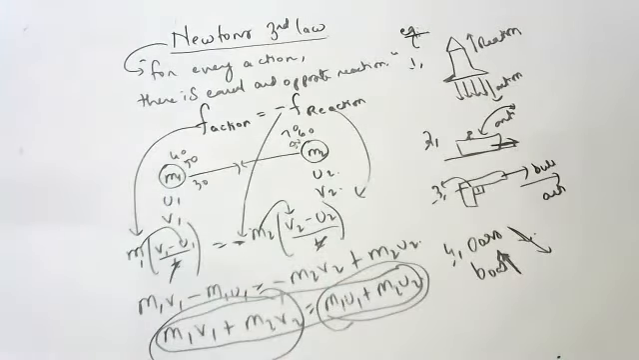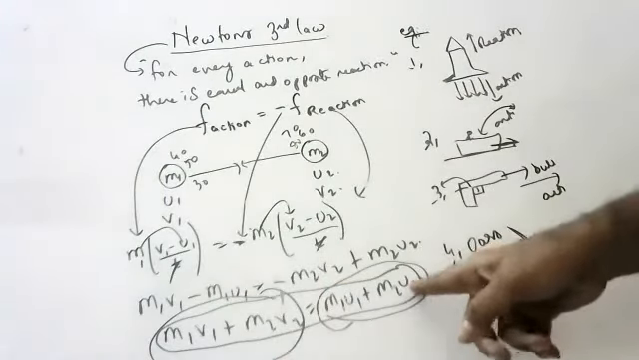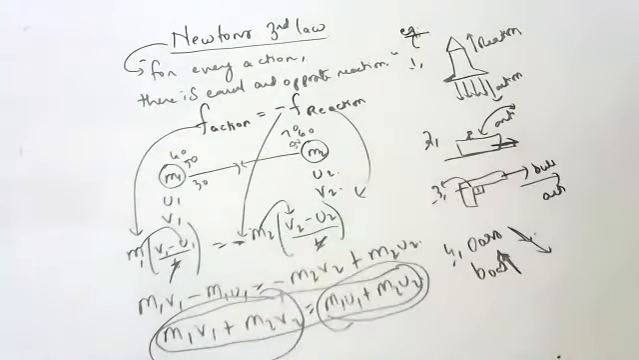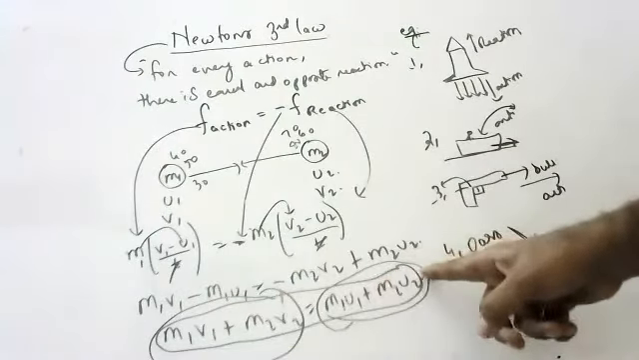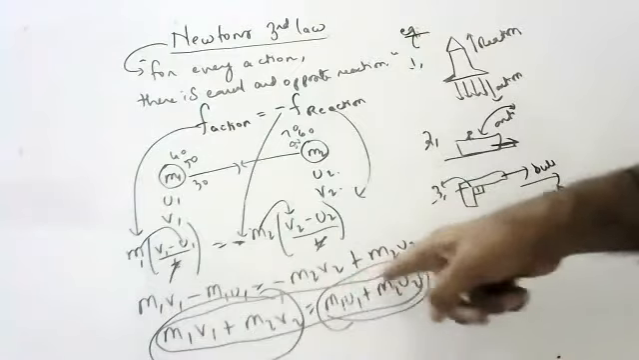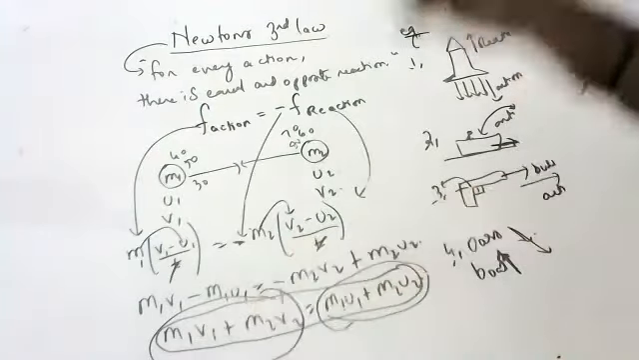You have to remember this formula. Remember that m1 u1 plus m2 u2 is equal to m1 v1 plus m2 v2. Momentum before collision is equal to momentum after collision.